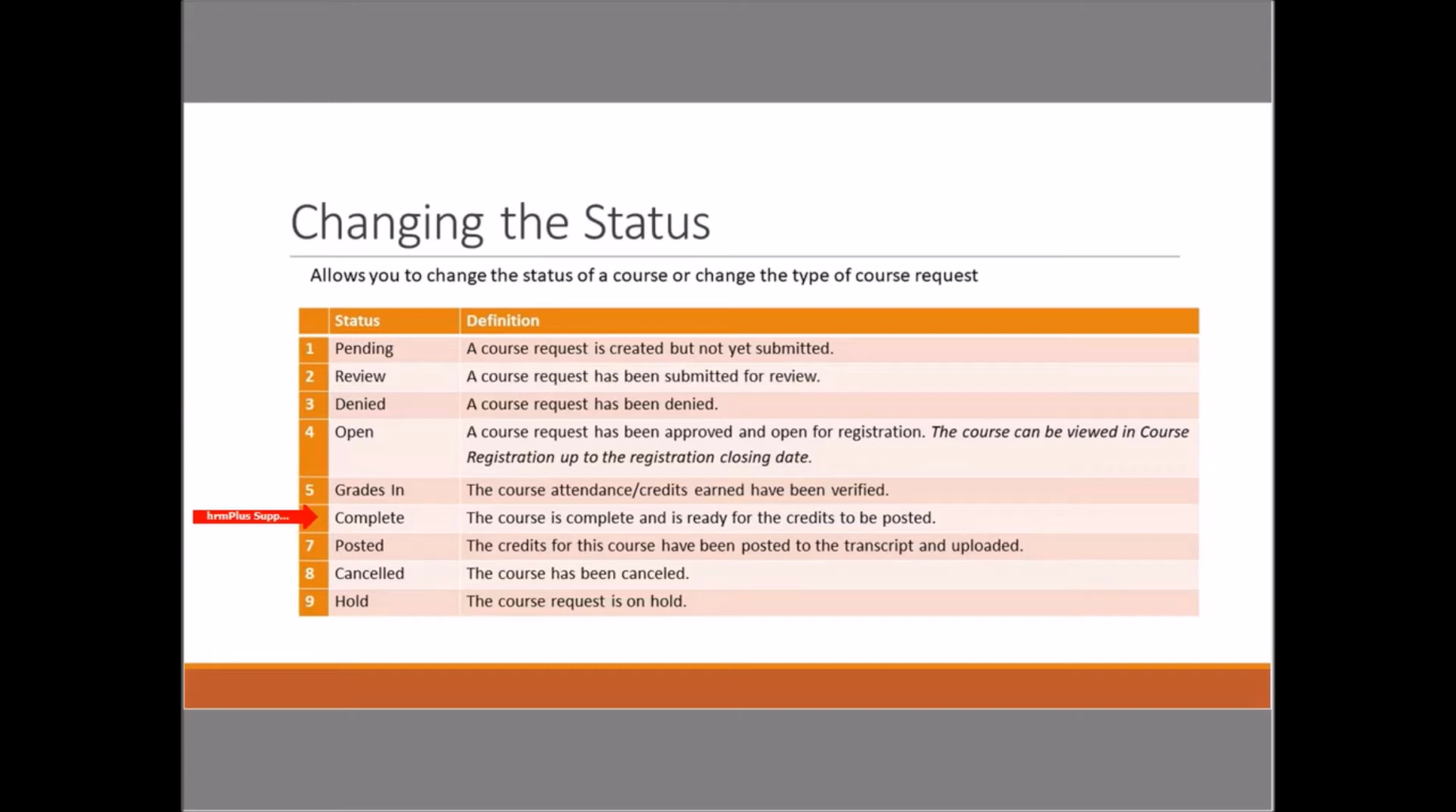And also, when the course is in the complete status and it's been processed, that course shows up in one of the Excel files to upload into another system, whether you're using Skyward or Business Plus or so on. And after you've uploaded your credits, you would change the status to posted. And posted is the status that lets you know, hey, we've done everything we need to do with this course, we're done with it.